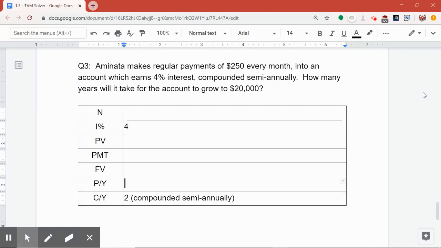The payments are $250. That will go under PMT, negative because we have to pay it out. And that's every month. So P over Y will be 12 monthly payments. And we're asked how many years will it take that to grow to a value of $20,000. So no lump sum investment, regular payments instead. How long will this take to grow? So we want to figure out X for this problem.